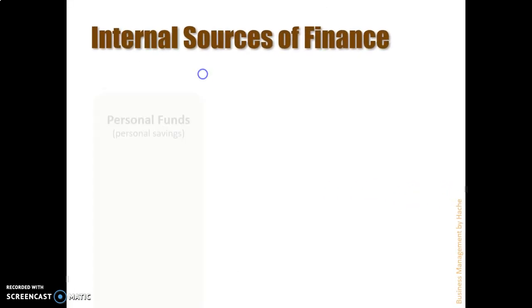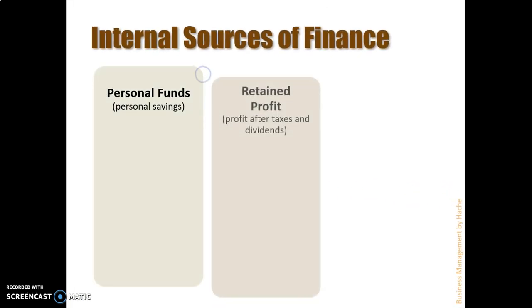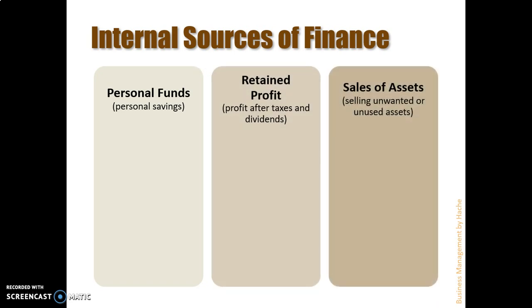Internal sources of finance are 3: personal funds, retained profit, and sales of assets. Personal funds are your personal savings, the money you got to yourself, even from a bank account or under your mattress. It's your money, the money you've been saving, and you can use your money to start a business or to keep the business running.